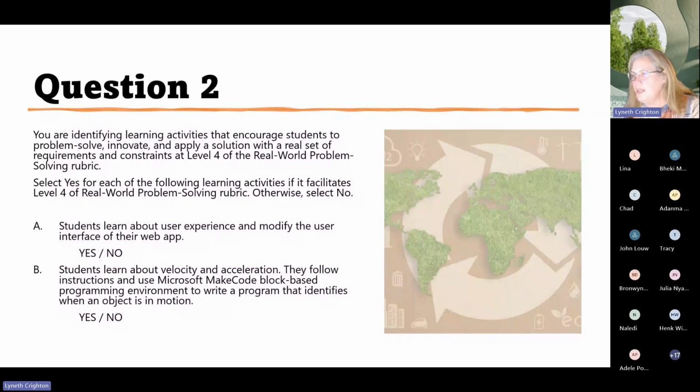So do we agree that B is not innovation or a real life audience or even a real world problem? In section A, we don't know what the app is for. We could just say that maybe it could be a level 4 because there are actually users of the interface of their web app and it's actually being applied in the real world. We would obviously need to know more information.